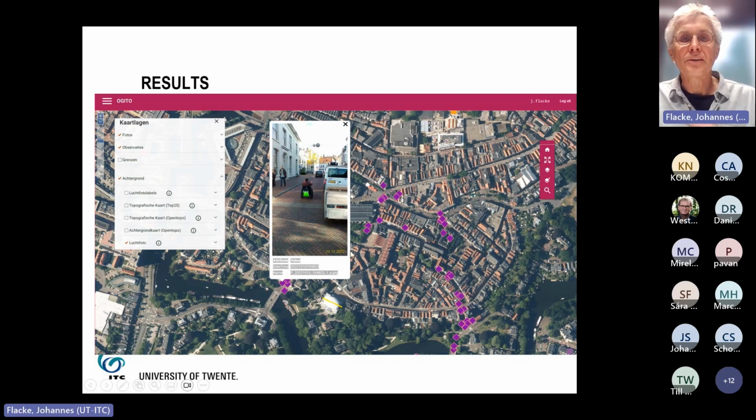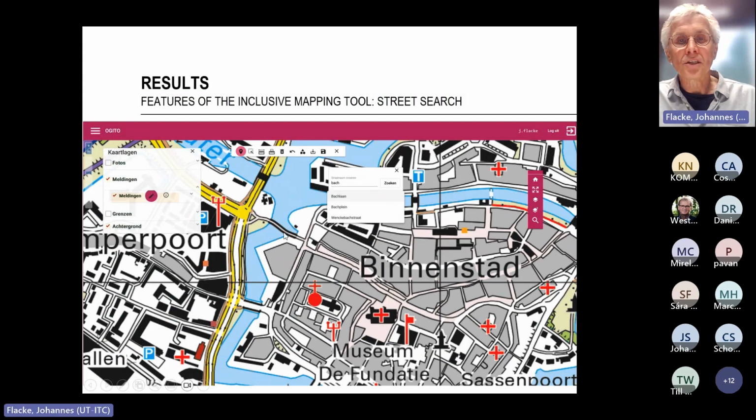So here's a couple of the photos that they uploaded. A person in a wheelchair driving on the streets because there was no space for riding on the footpaths next to it. And this is the feature.